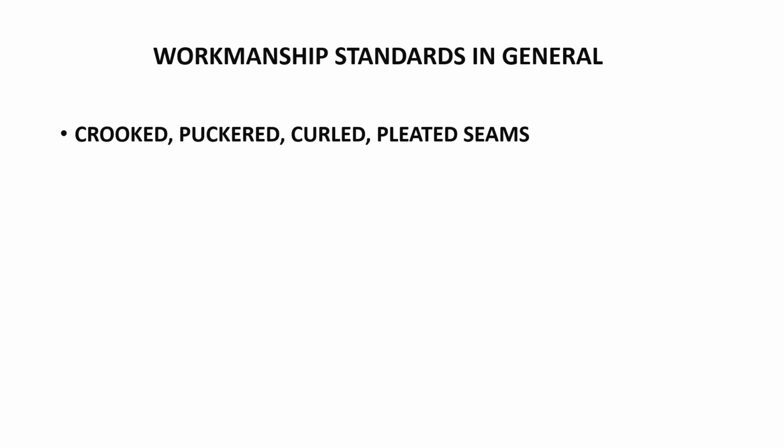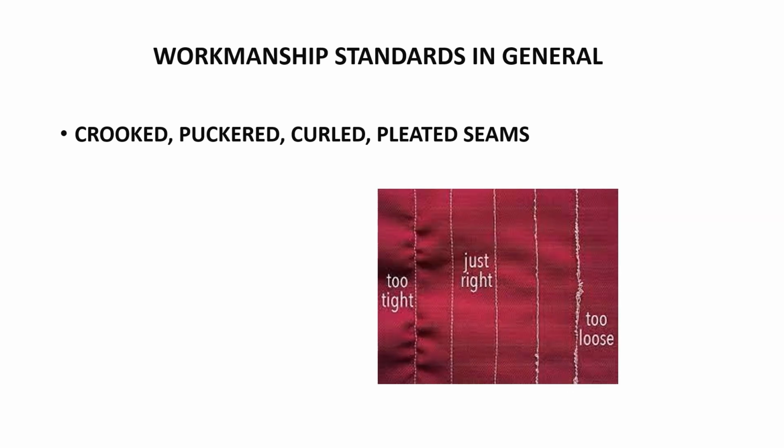Then we also talked about the workmanship standards in apparel when we were talking about different crooked, puckered, curled or pleated seams. We have to avoid such kind of seam generation in the garment. And you can see in the figure that if there is too loose a thread, how the appearance will be, and if too tight, how the appearance is. So all these things are just right. What is the right seam, you can see from the figure.